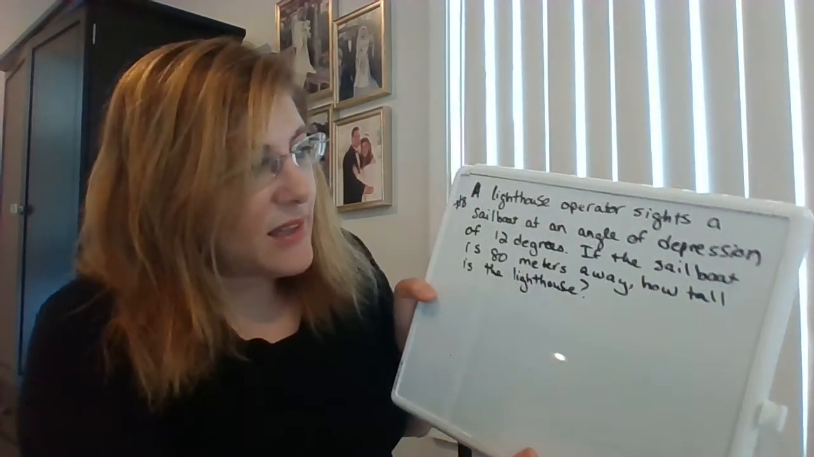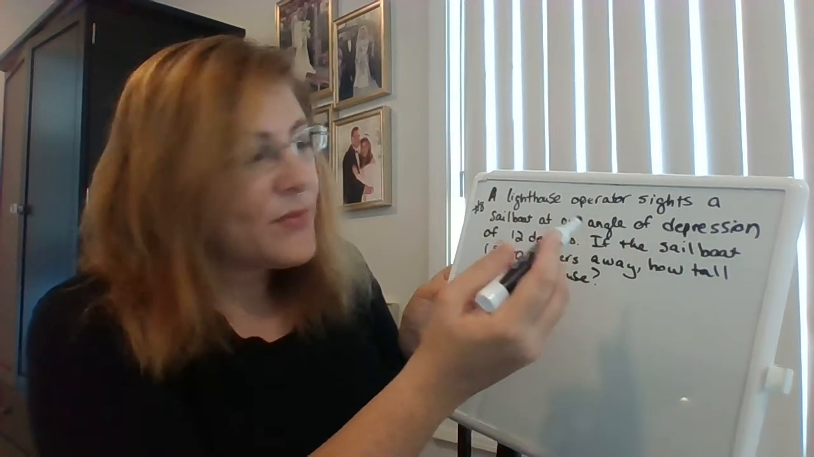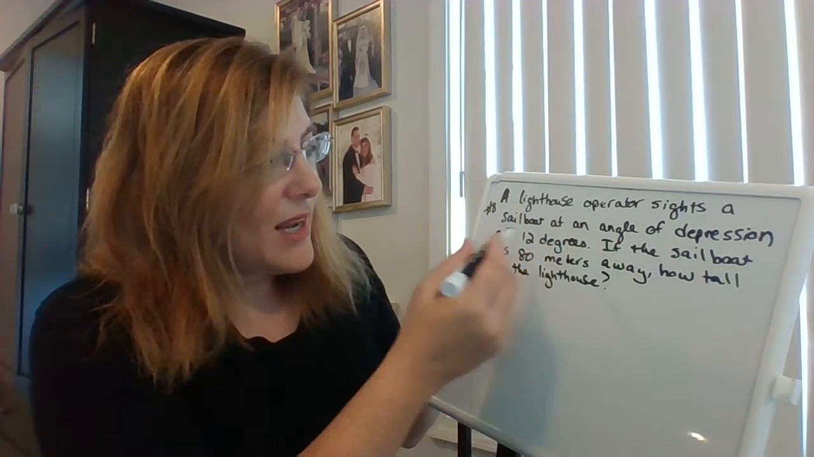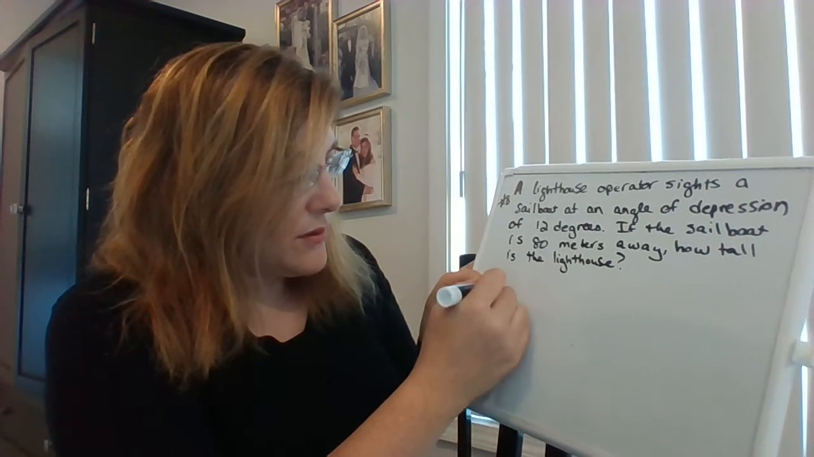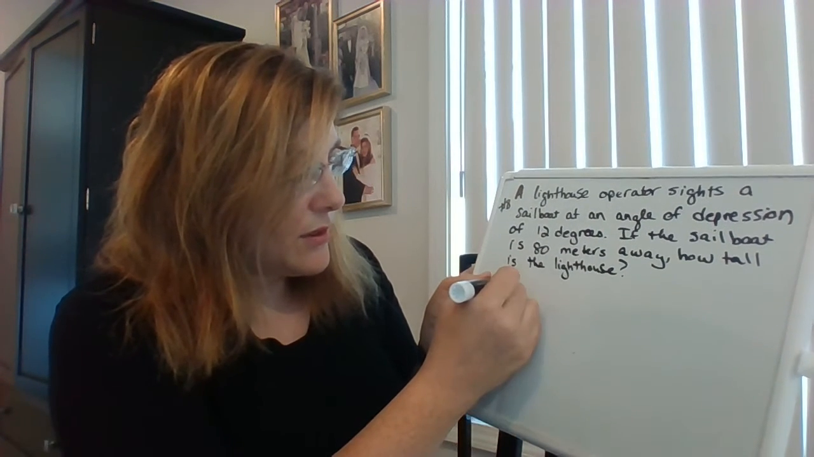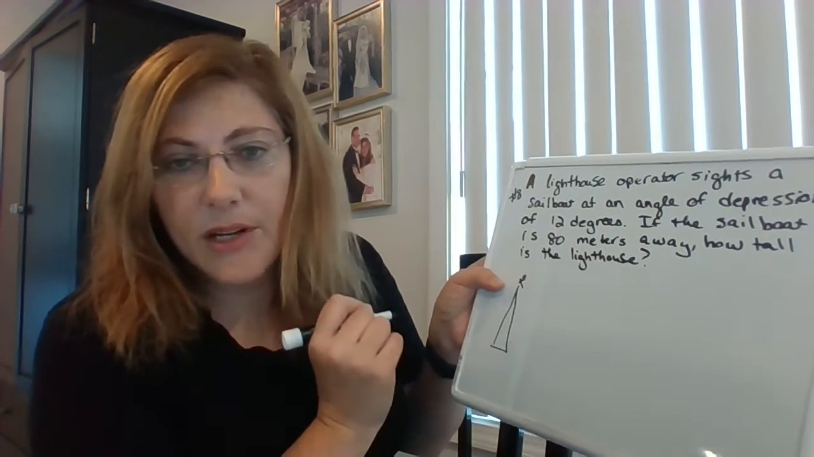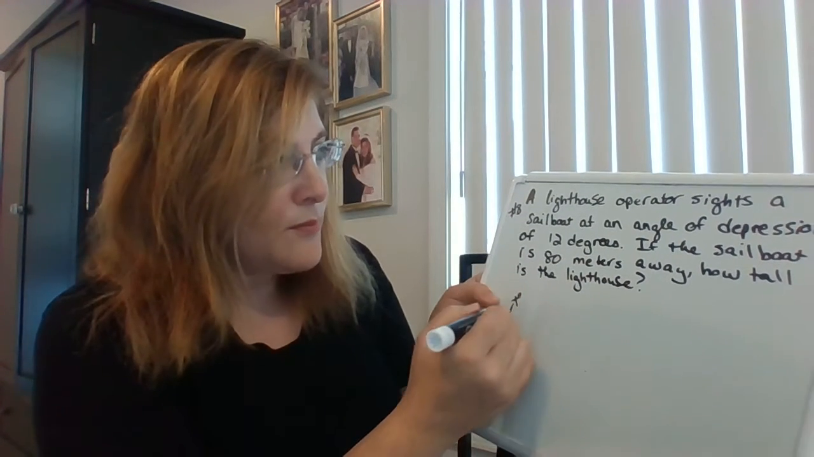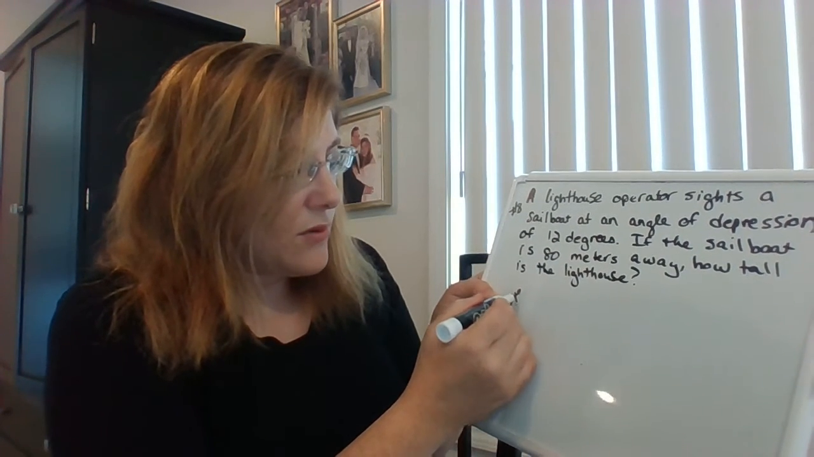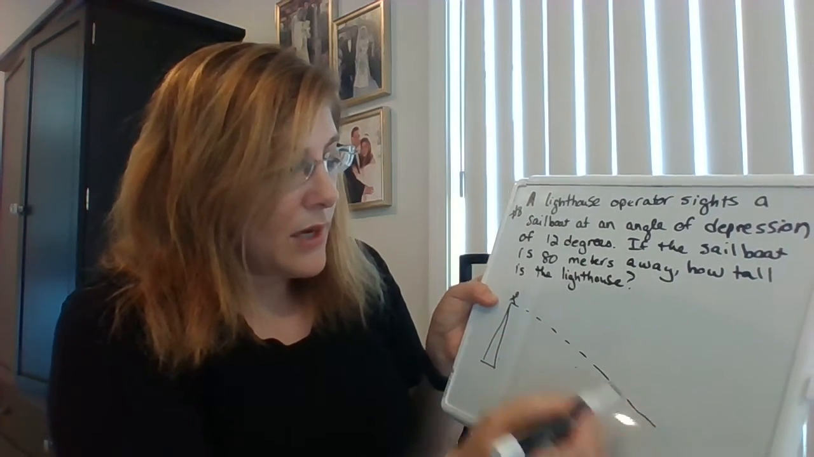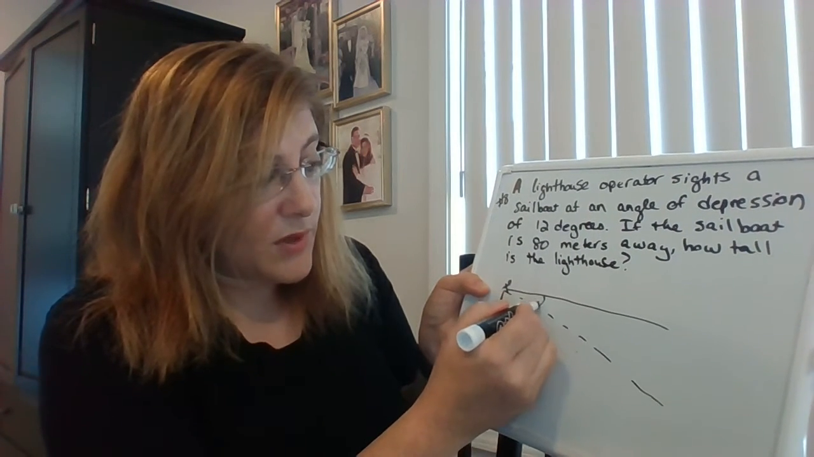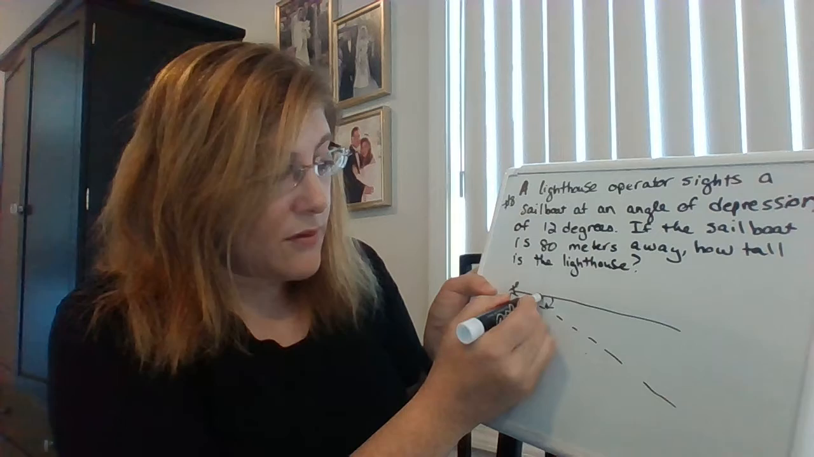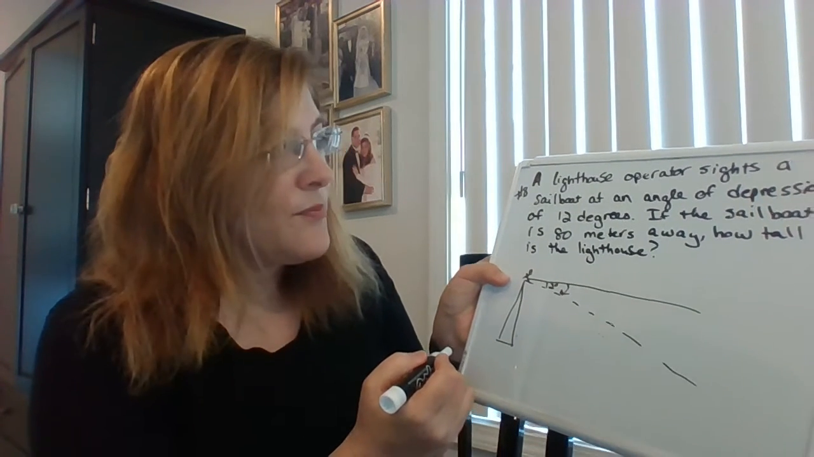It says a lighthouse operator sights a sailboat at an angle of depression of 12 degrees. So if this is a lighthouse, and here's the operator right there at the top of the lighthouse, they sight a sailboat at an angle of depression. Remember, angle of depression is down from the horizontal, of 12 degrees.